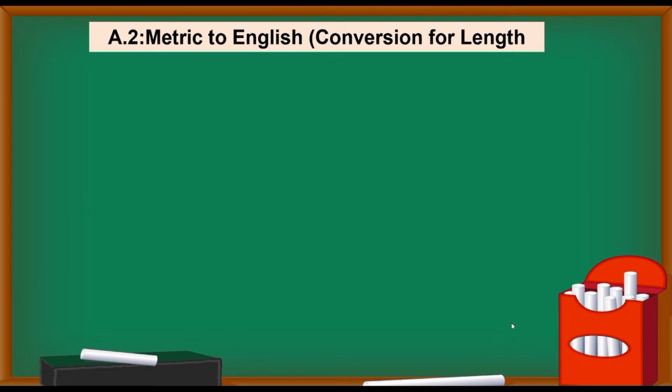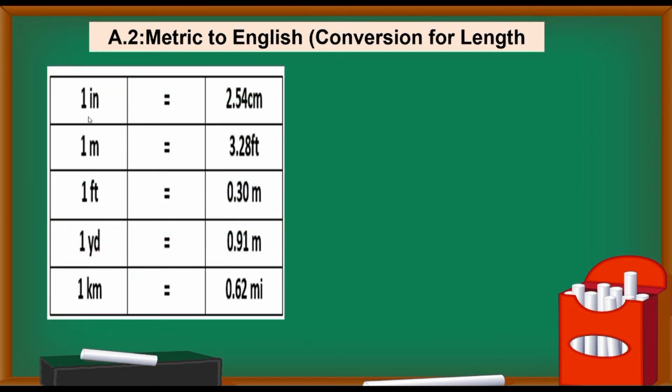Paano naman kung siya ay metric to English system? So, this one is for conversion of length. Combination na po ito ng metric system at English system. So, remember that in every 1 inch, there is 2.54 centimeter. In every 1 meter, there is 3.28 feet. In every 1 foot, is equal to 0.30 meter. 1 yard is equal to 0.91 meter. And 1 kilometer is equal to 0.62 miles.